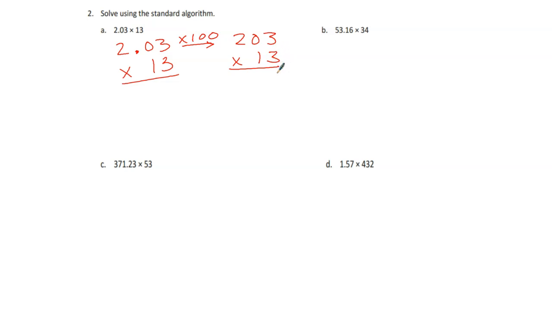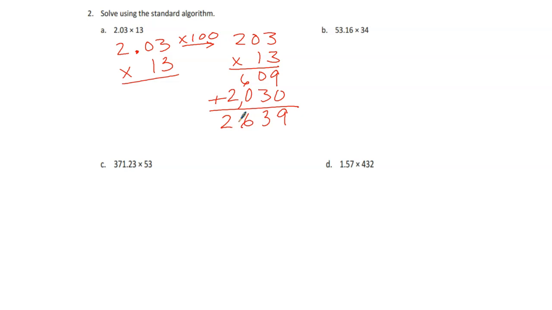So 3 times 3 is 9, 3 times 0 is 0, 3 times 2 is 6, and I have 1 ten times 3 is 3 tens, 1 ten times 0 tens is 0 hundredths, 1 ten times 2 hundredths is 2 thousandths. So when I add these up, I get 9 ones, 3 tens, 6 hundredths, and 2 thousandths.